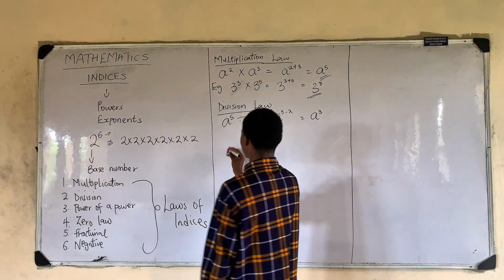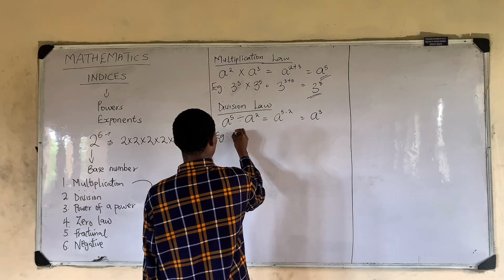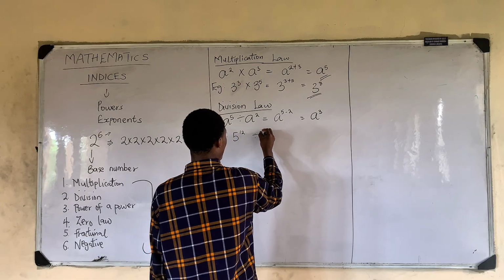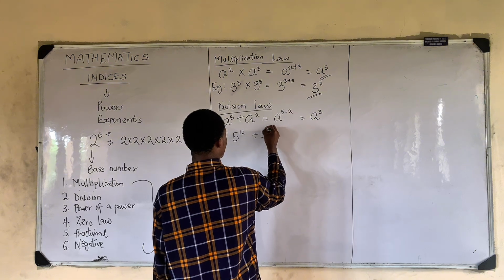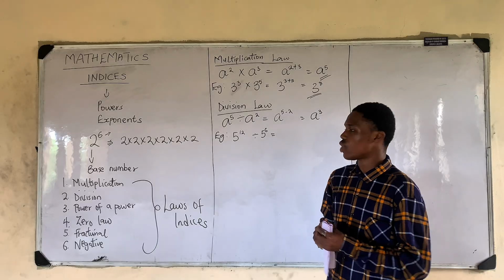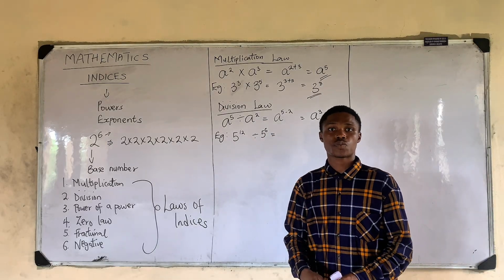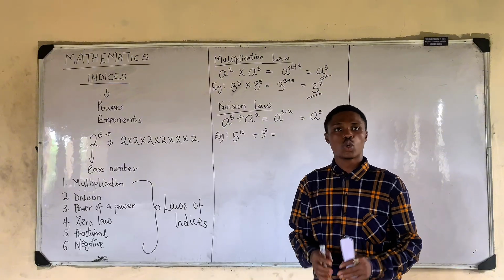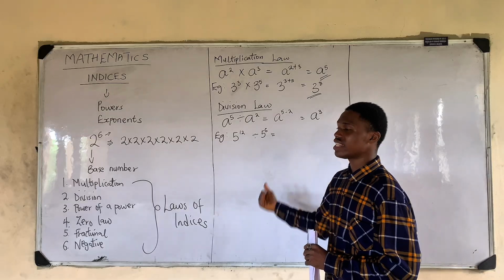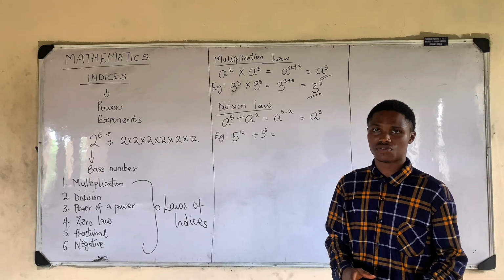So now let's look at this example. We have 5 to the power of 12 divided by 5 to the power of 6. Now, do you think that we are going to divide 12 by 6 to get our answer? Oh no, we are not going to divide it. Rather, we subtract. If you divide it, you are no longer following the laws of indices. So let us not deviate from these laws.